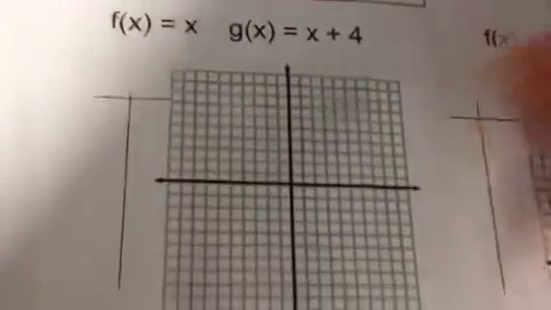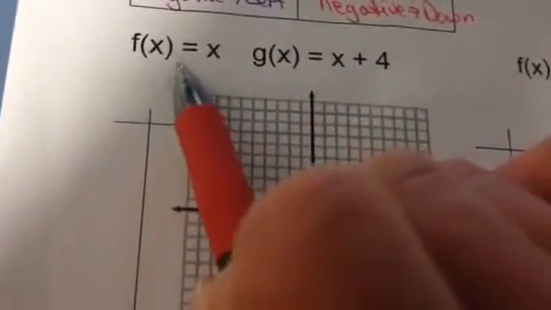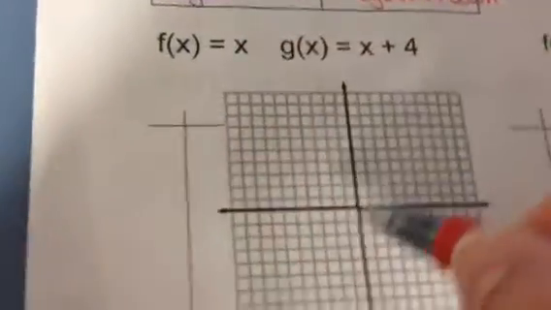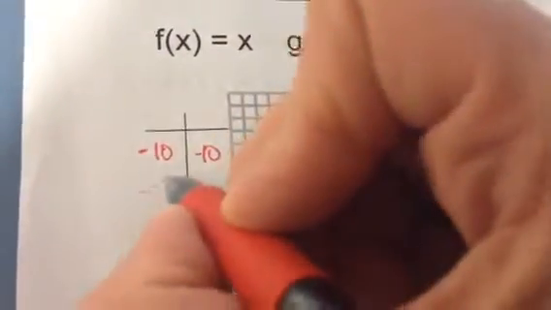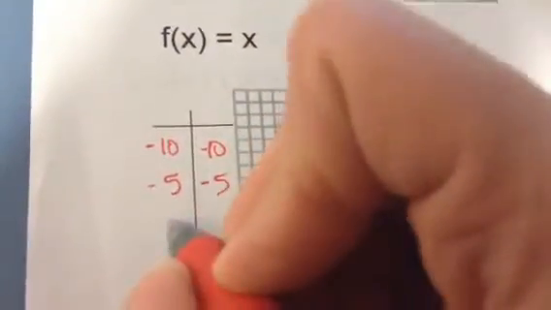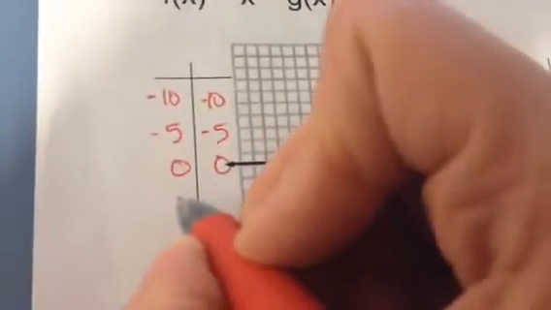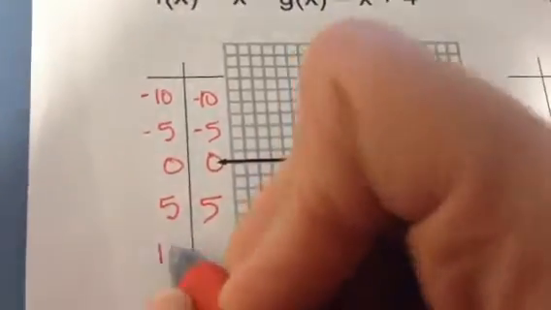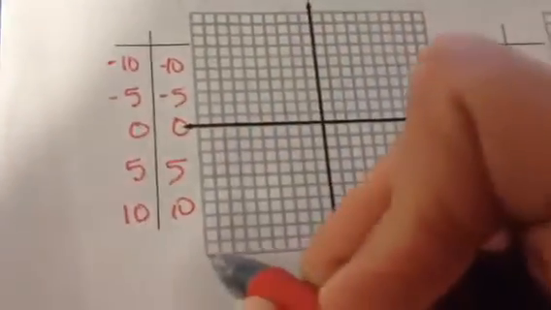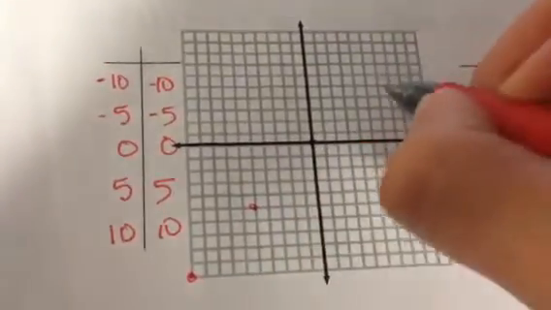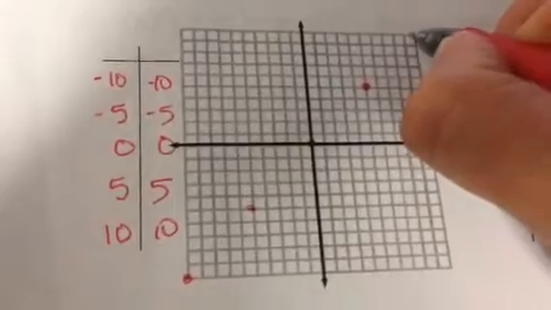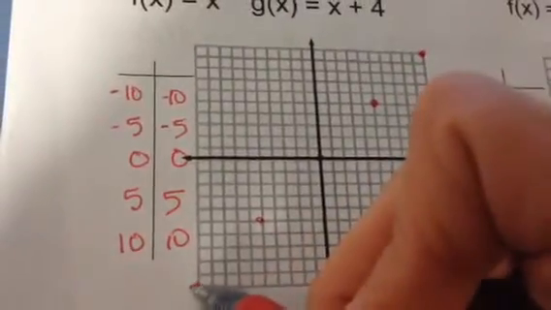So let's take a look at this one. So here's this parent function that we graphed on the other one. So again, just the points I used before. I'm just copying from the other side. So these are my key points that I was graphing. So here's my original line.